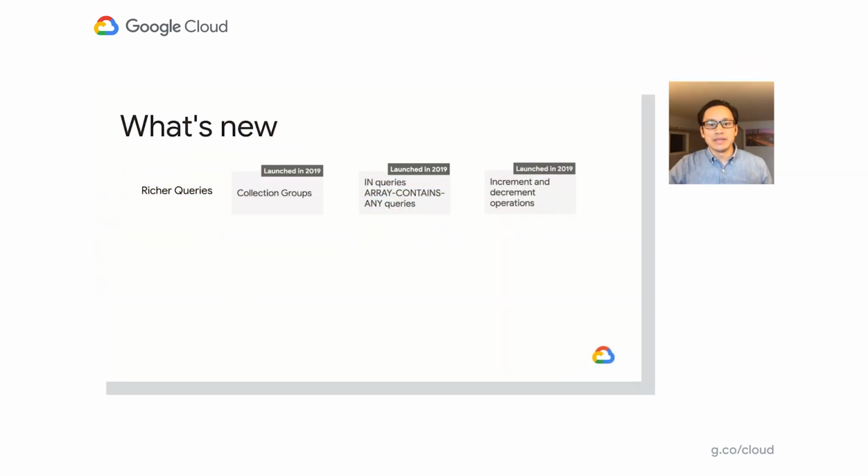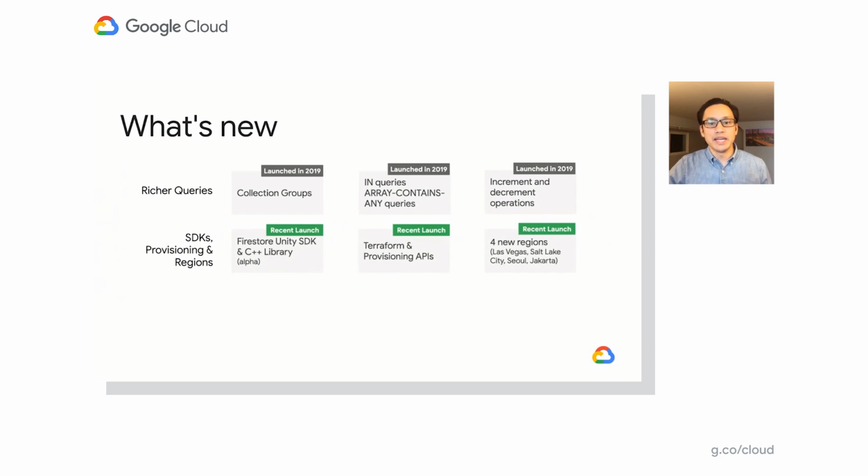We wrapped up 2019 with a class of features to support richer queries on Firestore. This includes collection groups, along with in and array-contains-any queries. We also added support for increment and decrement operations. More recently, we made it easy for Unity and C++ developers to adopt Firestore. It's also now simple to programmatically create Firestore databases using Terraform. And you can create those databases in 4 new locations, bringing our total global footprint to 19 locations around the world.